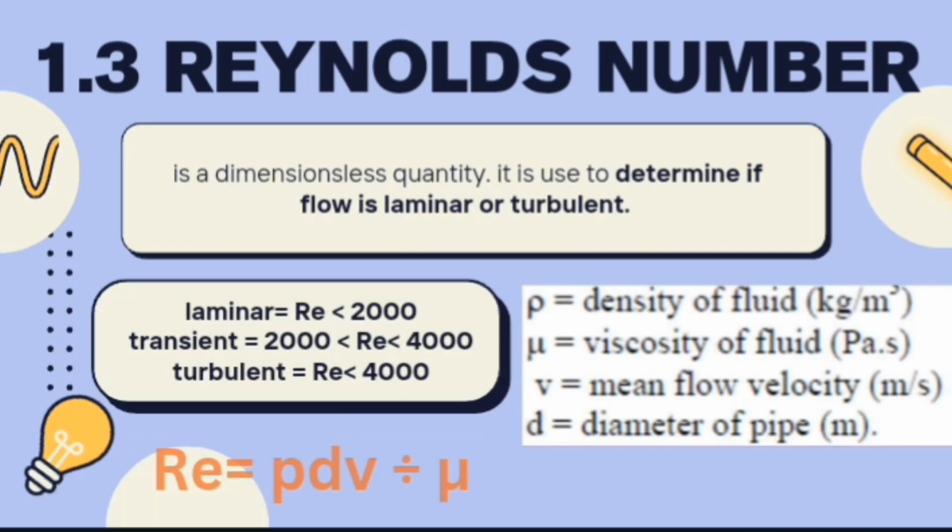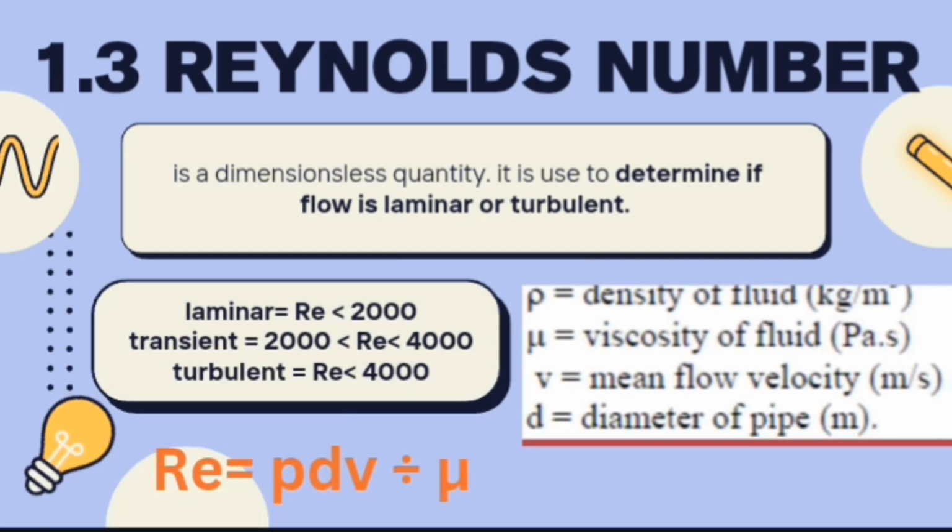The third subpoint is 1.3, Reynolds number. Reynolds number is a dimensionless quantity. It is used to determine if flow is laminar, transient, or turbulent. Laminar is when Reynolds number is less than 2000. The transient is when 2000 is less than Reynolds number and less than 4000. And last is turbulent. The turbulent flow is when Reynolds number is more than 4000. In practice, laminar flow is only actual for viscous fluids like crude oil, fuel oil, and other oils.